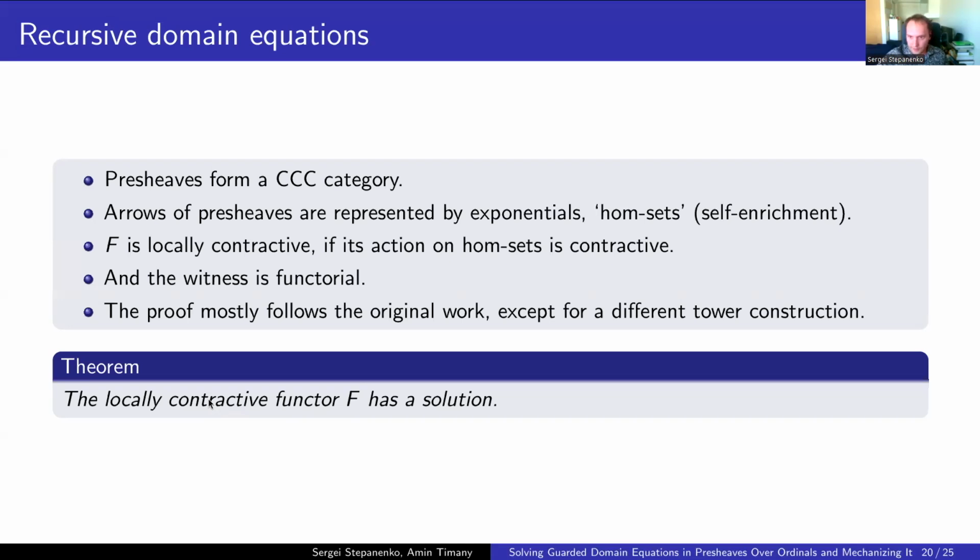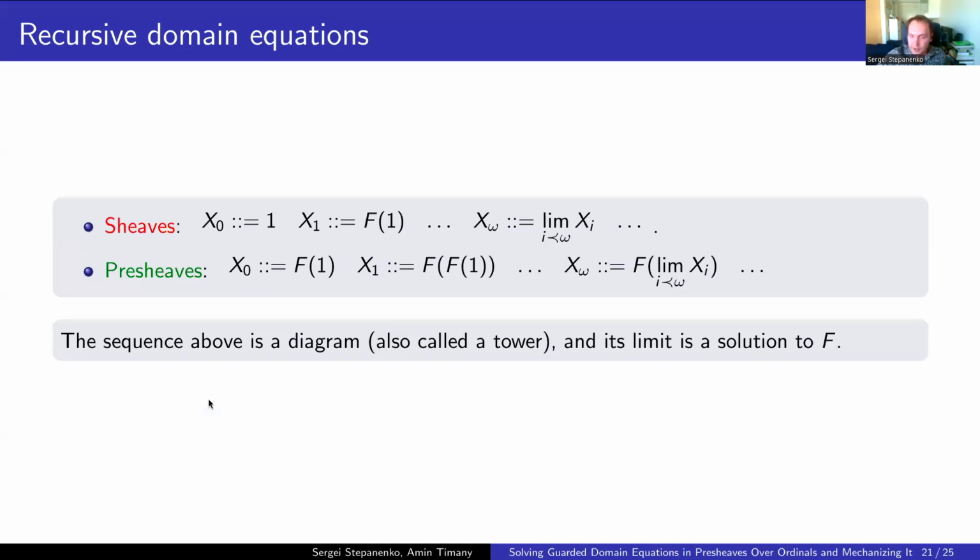And the proof is almost the same as in the original work, except for a different tower construction. And the reason for it is that, since we do not work with sheaves but with presheaves instead, we need to do their actions that allow us to make the distance smaller on every stage, and in particular on the limit stages.